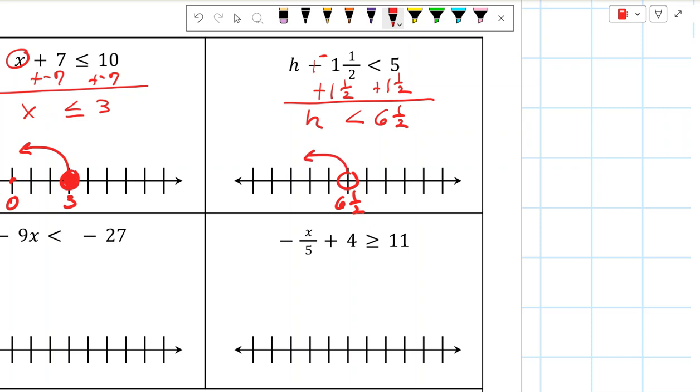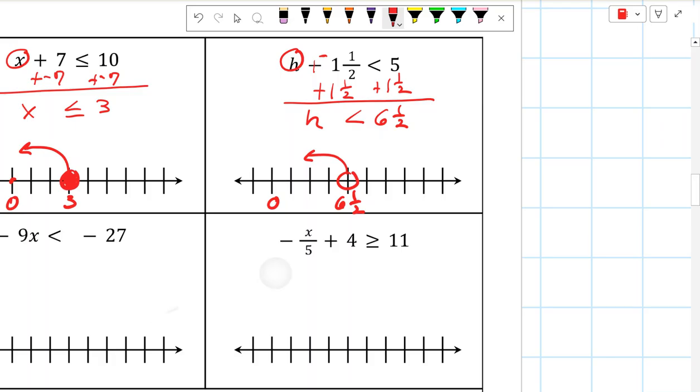Now pick anything that's less than 6.5. A favorite one is 0. So I'll put a 0 up here, and 0 plus negative 1.5 is negative 1.5. And that is less than 5. So I know it is correct.